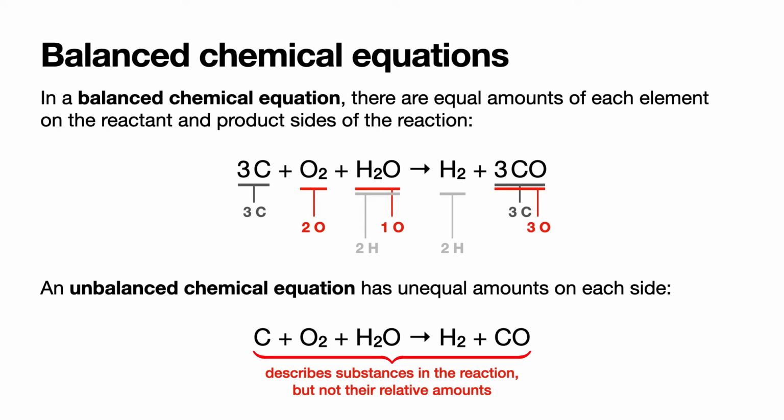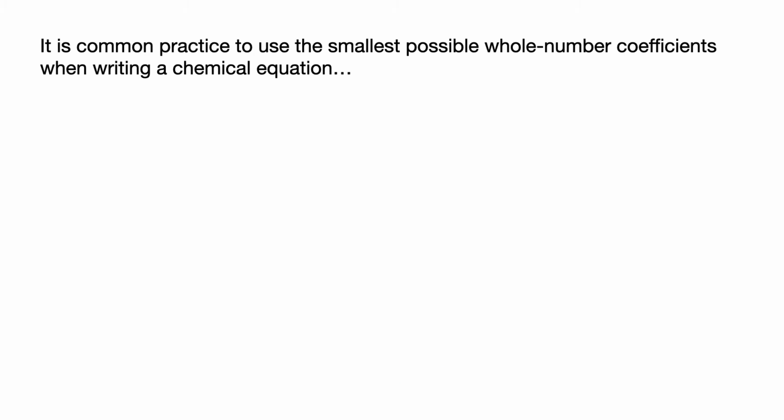Another thing I want to say about the coefficients in a chemical equation is that it's common practice to use the smallest possible whole number coefficients when you're writing a chemical equation. And so the example that we've been talking about does have the smallest possible whole number coefficients. We've got 1 oxygen and water, 1 hydrogen. We've got 3 carbons and 3 carbon monoxides. And this would be the standard way of writing this reaction.